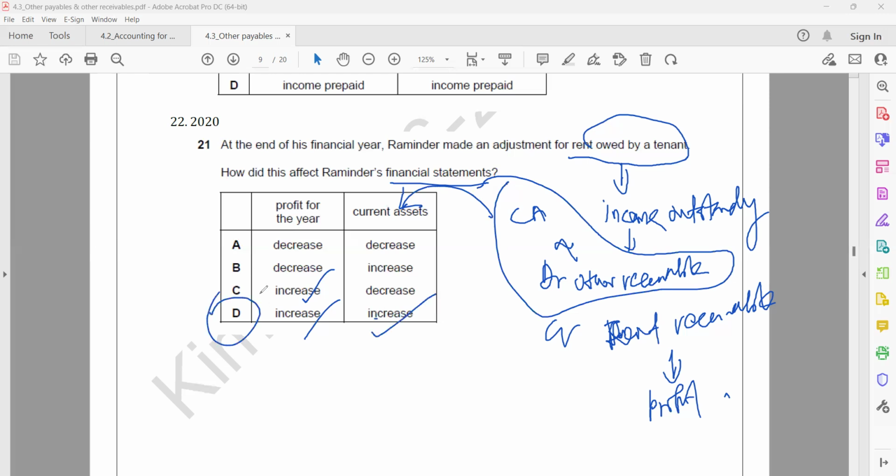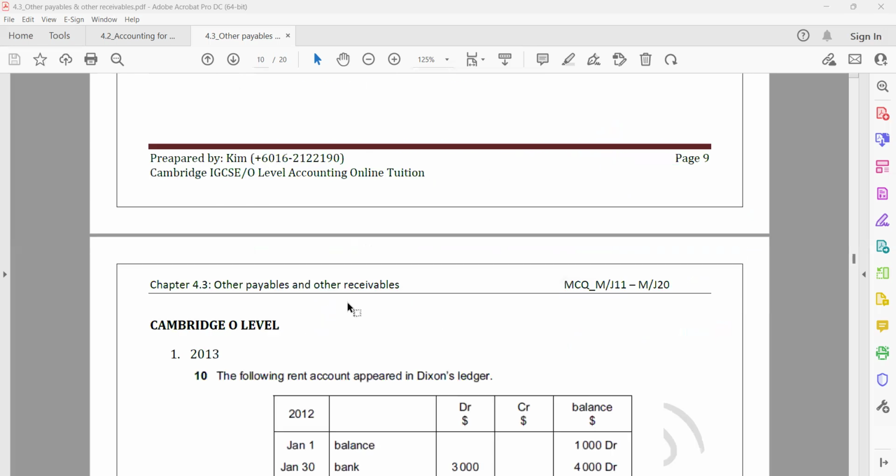Okay. So we do until here. We have done basically 2 sets. So the balance and the balance of this question, you can try yourself. Okay. So we can end here.